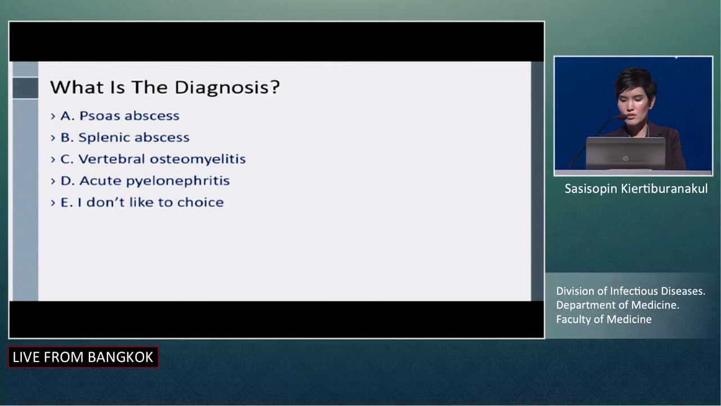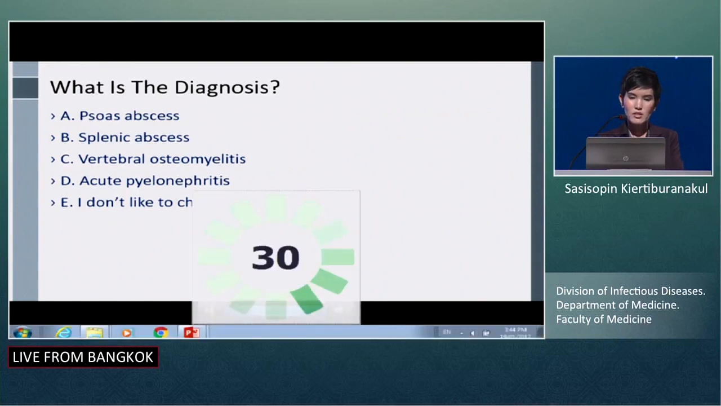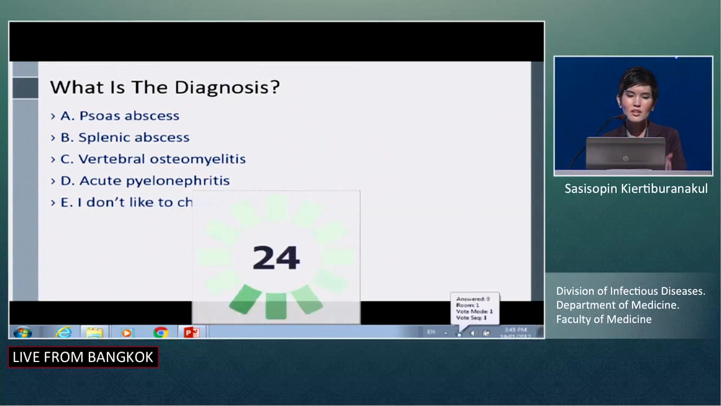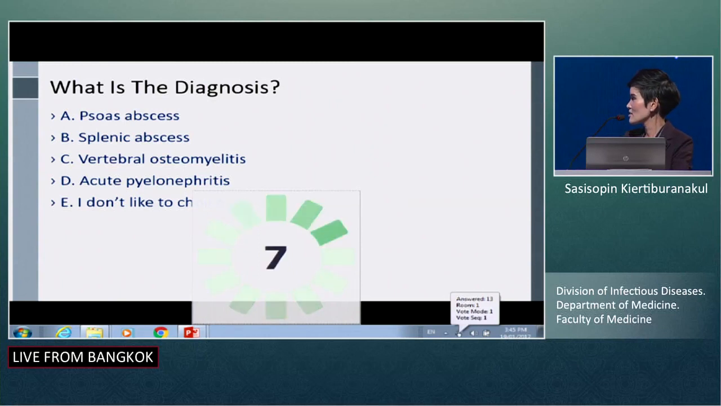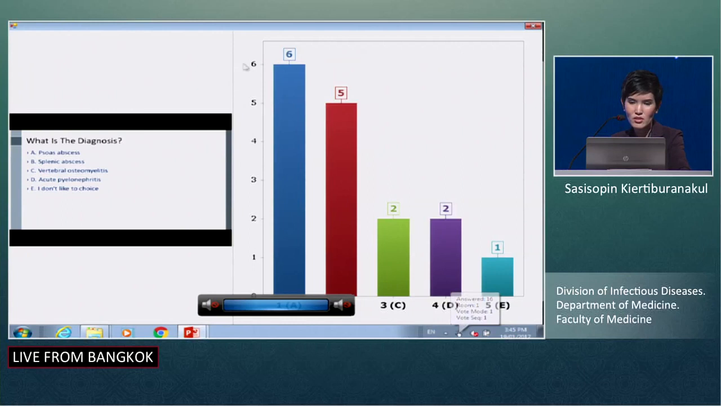So let's guess what the diagnosis is in this patient. He has very low CD4 but suppressed viral load, and comes with 10 days of fever with low back pain. Does he have psoas abscess, splenic abscess, osteomyelitis, acute pyelonephritis, or something else? You may tell me what choice you would answer. Okay, so most of you think about psoas abscess followed by splenic abscess because he has splenomegaly.